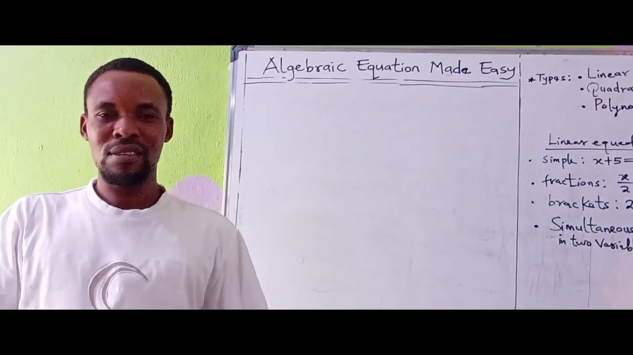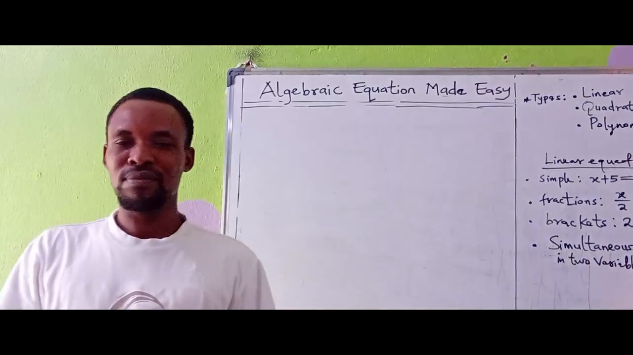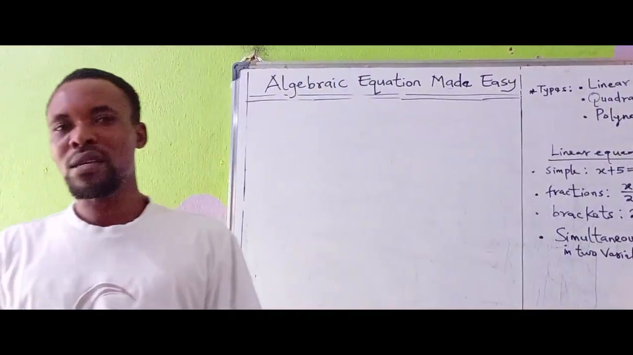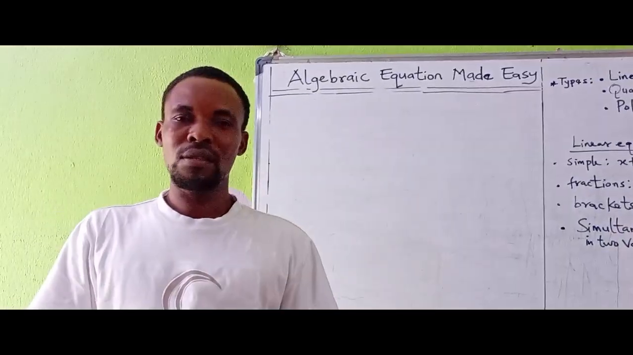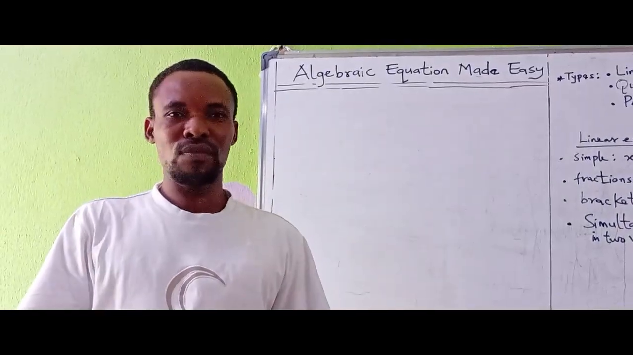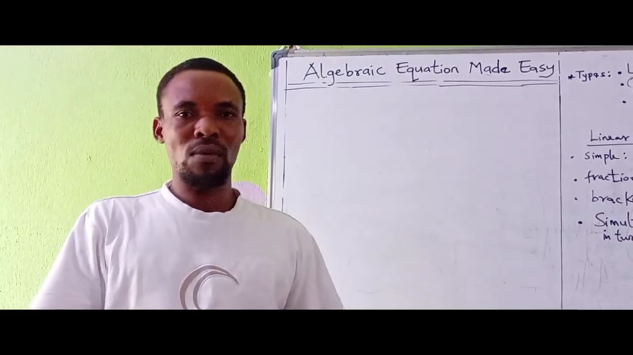So today, we'll be talking about algebraic equations. Now, what is an algebraic equation? An algebraic equation is a mathematical statement that says two expressions are equal.